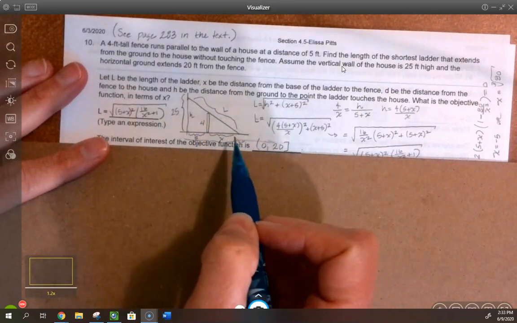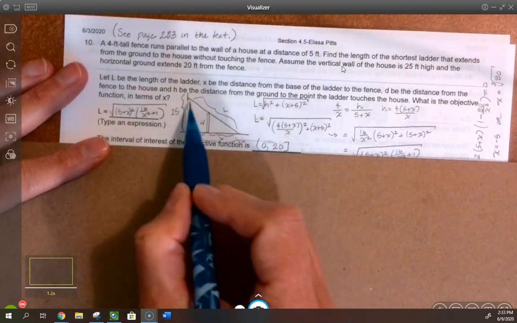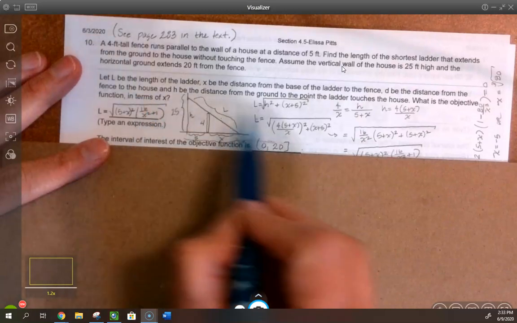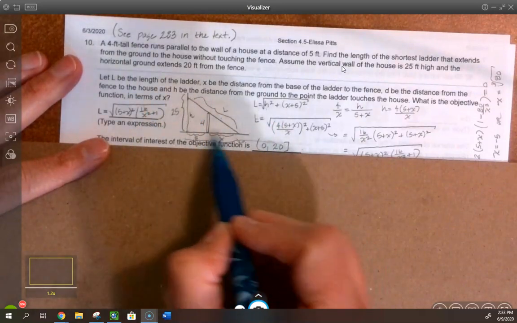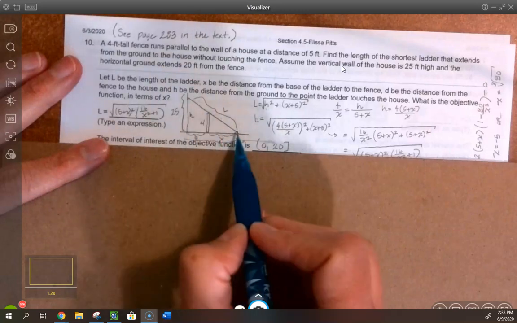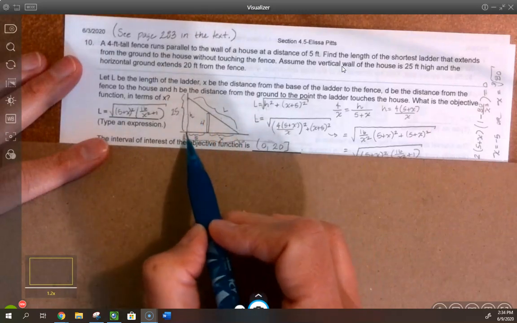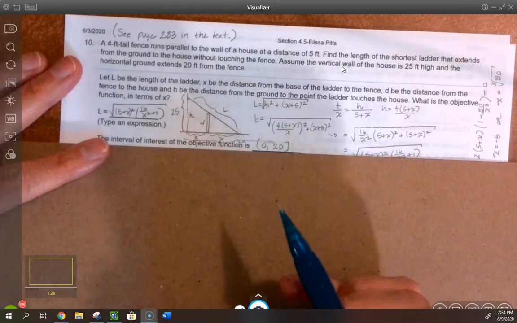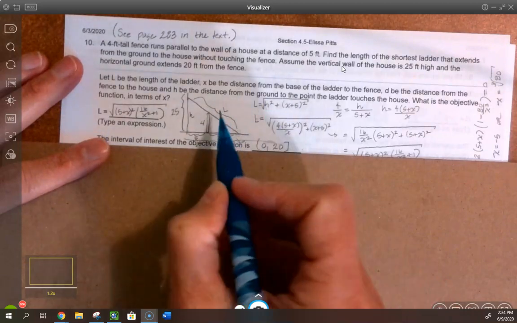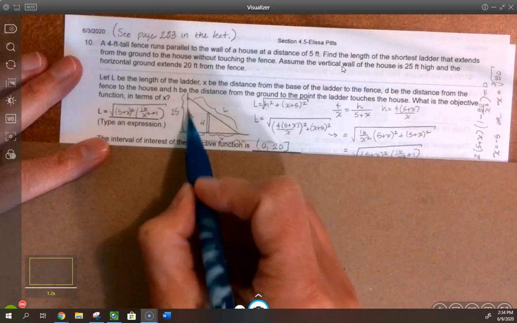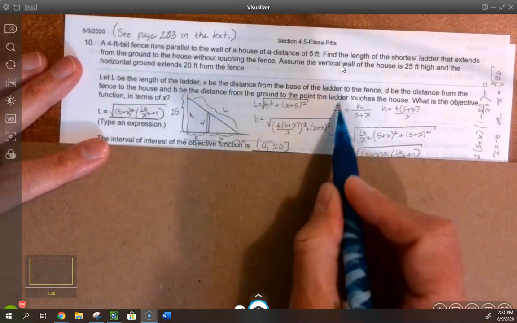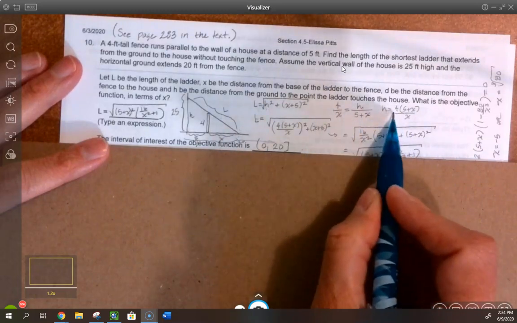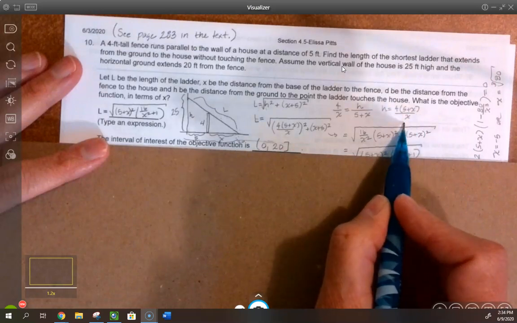If you look at this picture, you can see that there are some similar triangles. We want to get our objective function in terms of only one variable, x, so we want to get rid of h. We're going to use the similar triangles, and so we can say that h over 5 plus x is equal to 4 over x by the properties of similar triangles. I wrote it backwards: 4 over x is equal to h over 5 plus x. Then you can solve for h in this equation. Multiply by 5 plus x, and you get h equals 4 times 5 plus x over x.